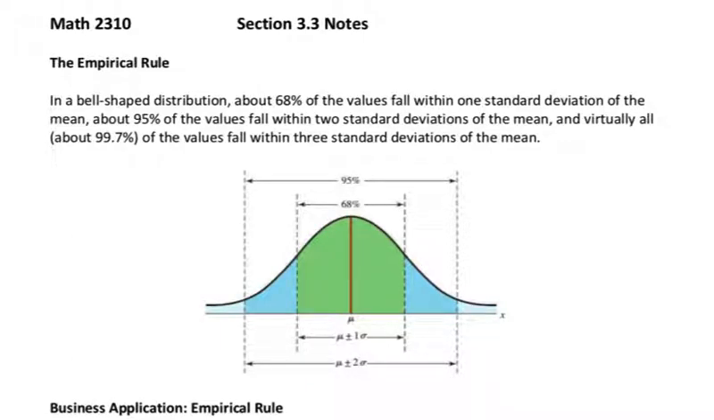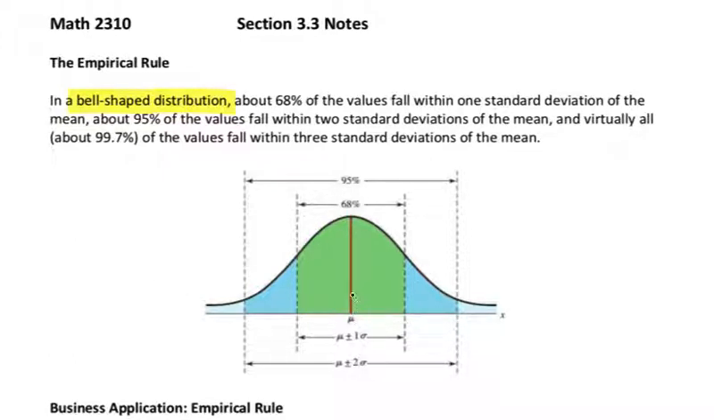In this video for section 3.3, we're going to talk about the empirical rule. We use the empirical rule when we have a bell-shaped distribution. Bell-shaped means that it's symmetric, with a peak in the middle and tails on both sides. If we have a bell-shaped distribution, about 68% of the values fall within one standard deviation of the mean.